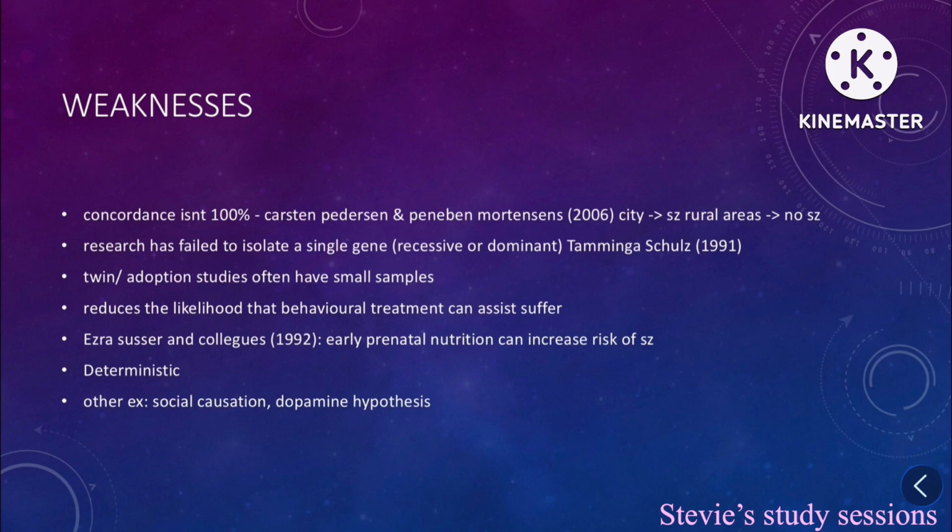Ezra Susser and colleagues, 1992. Early perinatal nutrition can increase the risk of schizophrenia. It's deterministic to say that this is the only explanation of schizophrenia, and there's also other explanations, the dopamine hypothesis and the social causation hypothesis.